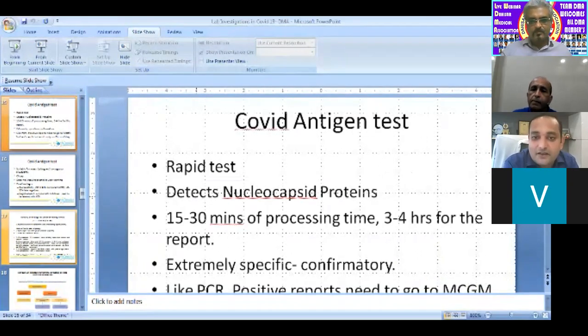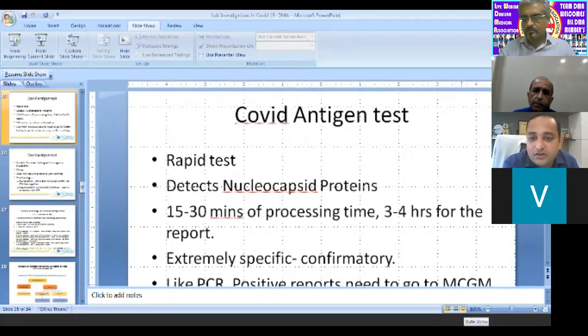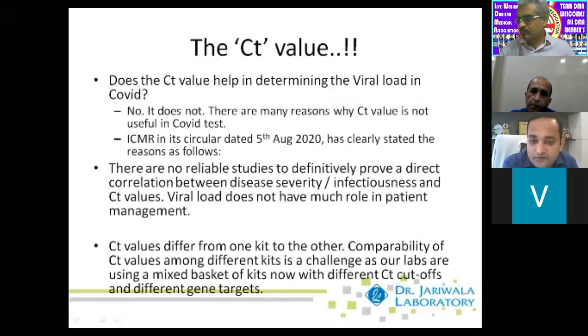The next test available in diagnosis is the COVID antigen test, which is a rapid test and is supposed to be a bedside investigation. It detects the nucleocapsid proteins of the COVID virus. It has a processing time of only 15 to 30 minutes. And when you go to a lab, the result is usually available within 3 to 4 hours.